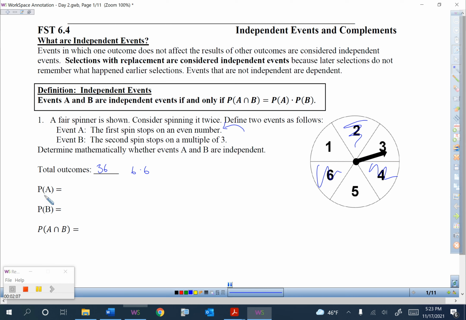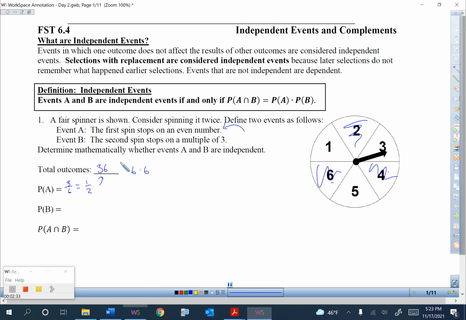So to start out, we're going to find the probability of A. It says the first spin stops on an even number. I highlighted those over here. You don't necessarily have to, but those are 3 out of 6, which gives us 1/2. But I also want to talk about how we could get that same 1/2 using our sample space with the 2 spins. This is going to be helpful for building up problems that are more challenging, not as obvious, and especially dealing with the intersection. So go ahead and write this down with me.